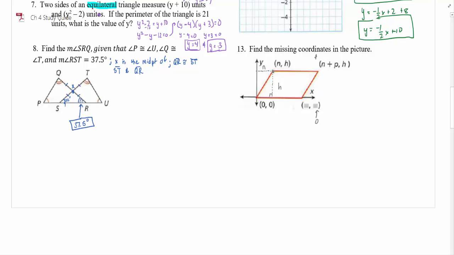The key to this is understanding this is n plus p, and that gets you all the way over here. Well, I know that's n, therefore I know this piece is p. That's just the side length. So if I copy that side length over here, because n plus p gets me here, but if that's n, then this length is p. So this opposite side right here is also p, which makes that my x value. So this would be (p, 0) for number 13.